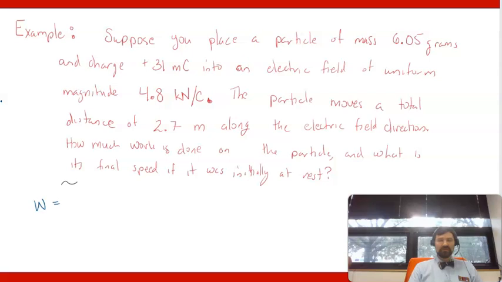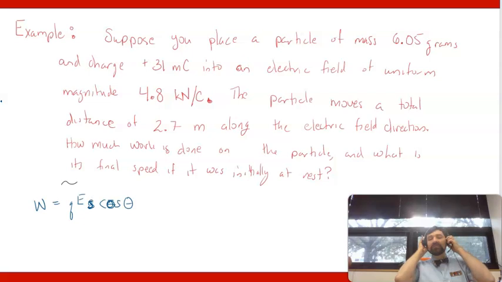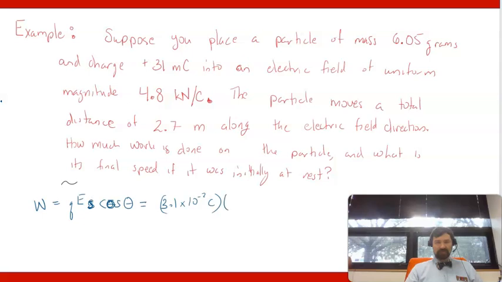The work done is equal to the charge times the electric field times the distance traveled, so QEs, times the cosine of the angle between E and the displacement. That is 0 degrees, so cosine of 0 is 1. This means that I have 31 millicoulombs, that's 3.1 times 10 to the minus 2 coulombs, times 4.8 kilonewtons per coulomb, so that is 4.8 times 10 to the 3 newtons per coulomb, times the distance, which is 2.7 meters, times cosine of 0 degrees. Plug all that into your calculator to get an answer.